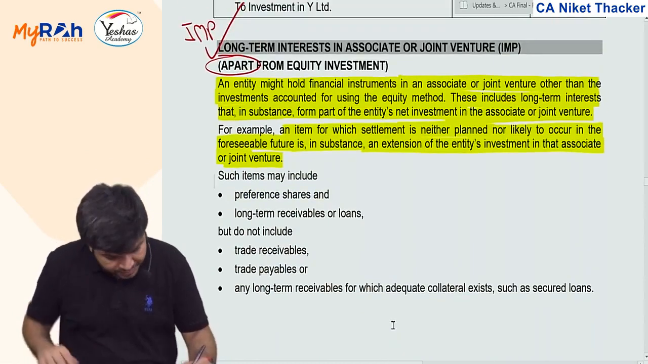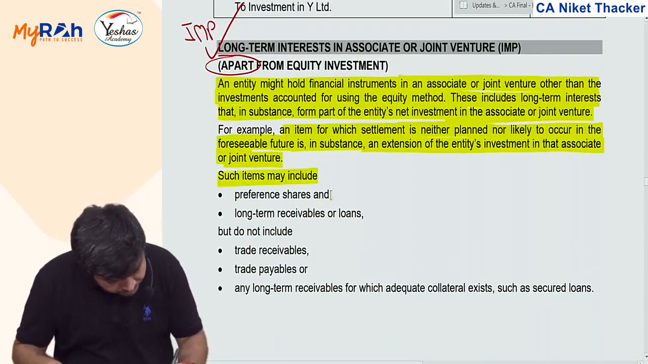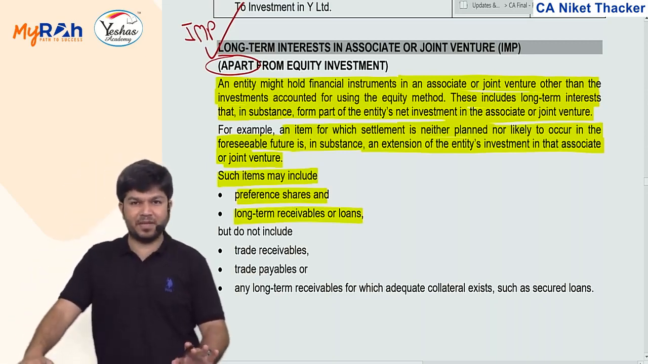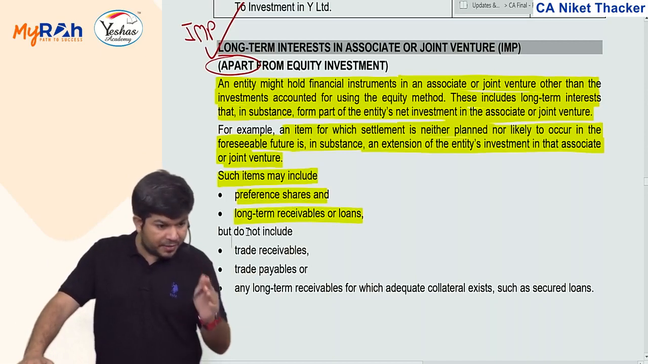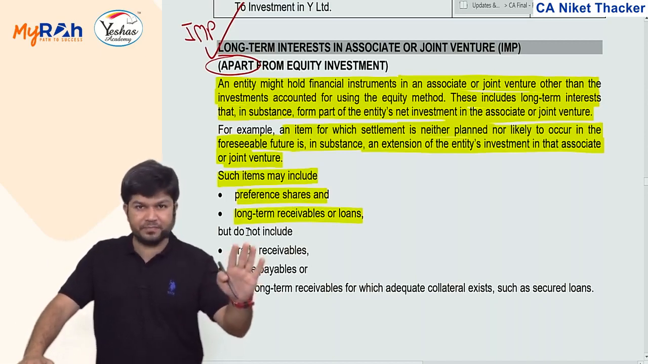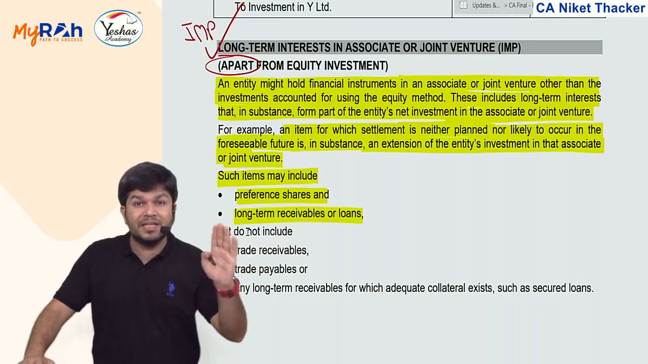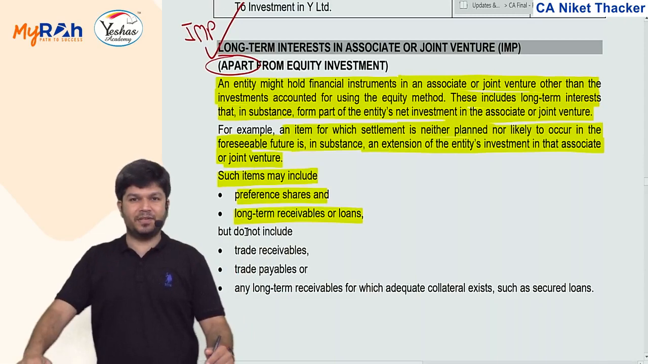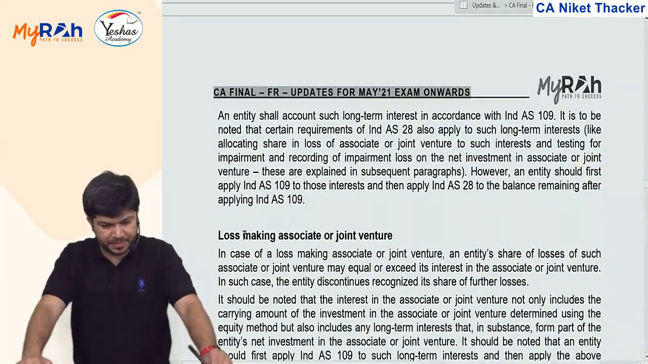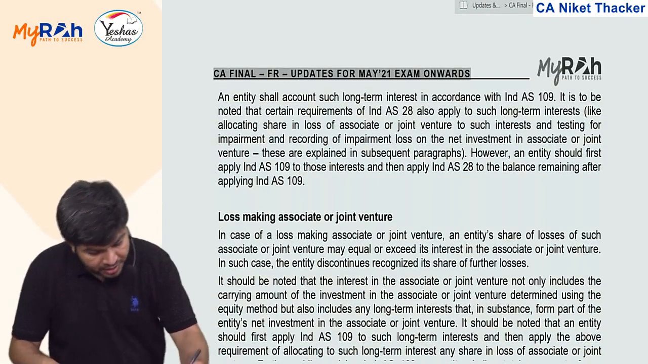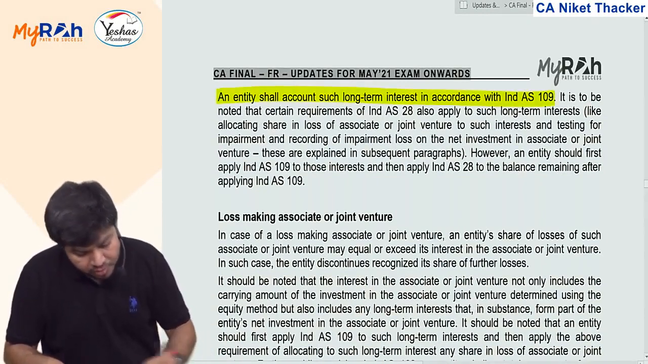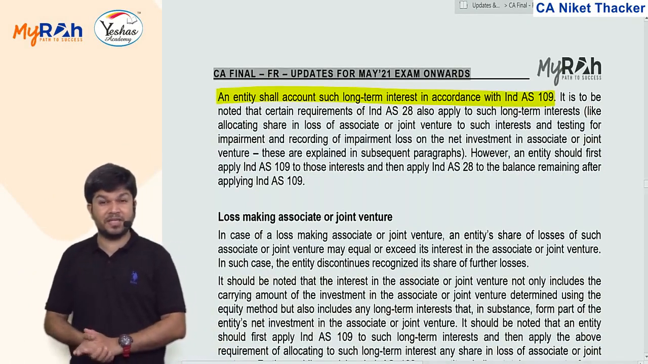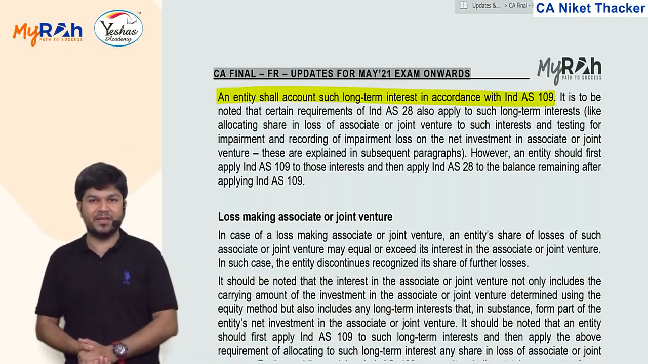Okay, so such items may include preferences, long-term loan receivables, etc. Okay, so if I have investment in equity, associate JV mein, together with that, I have some other long-term interest. Now, pay attention. You should account for that long-term interest in accordance with Ind AS 109, financial instrument.